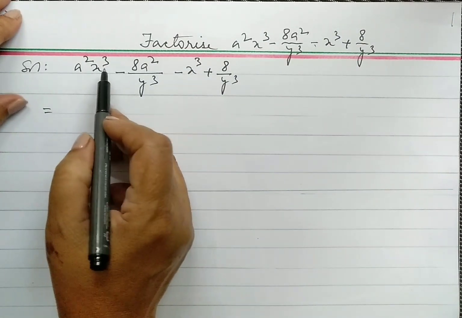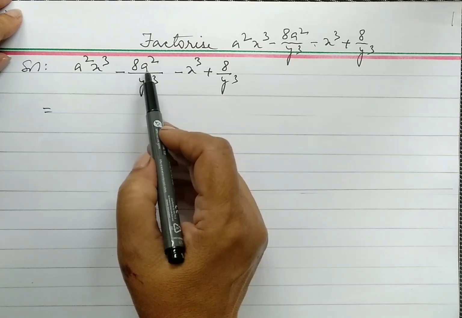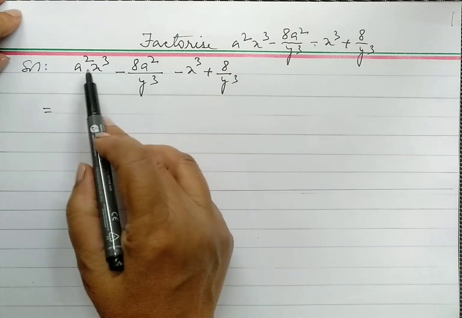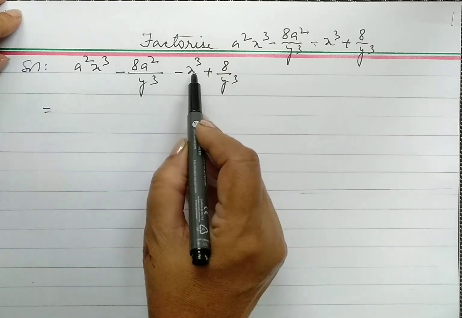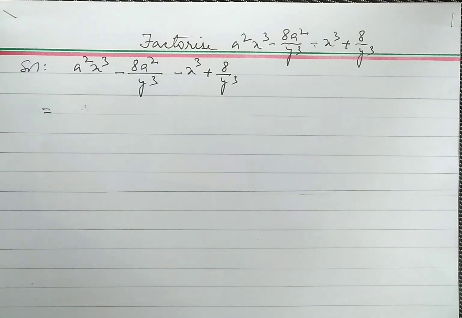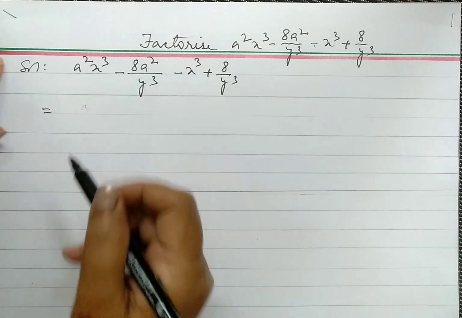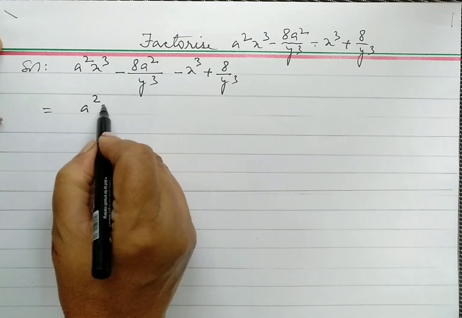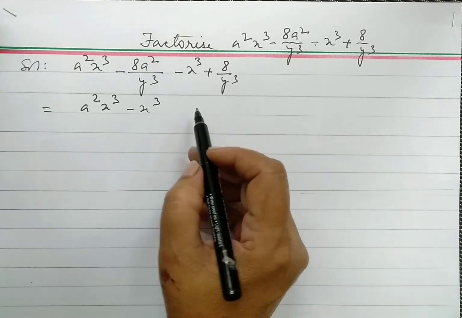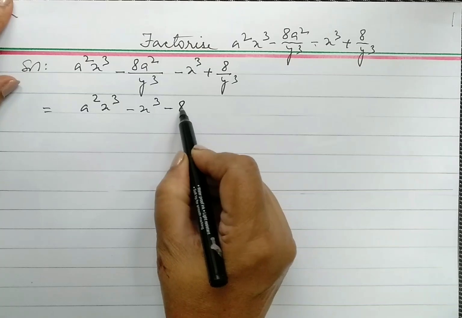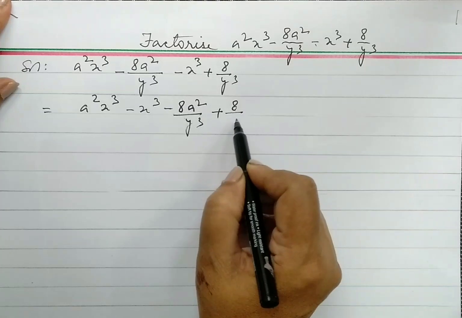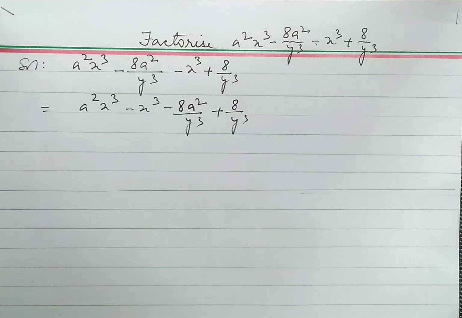So we have a square x cube, but here we have a square upon y cube. So it would be wise not to assimilate this with this. So we can bring x cube here instead. So let me just start with a fresh pen. Here a square x cube, let me bring down x cube here and take 8a square upon y cube to 8y cube. This makes sense, isn't it?